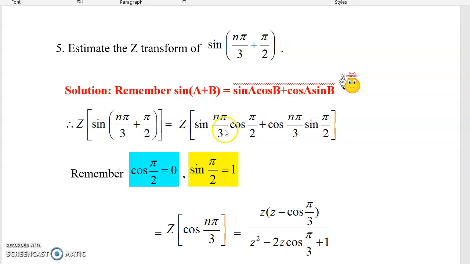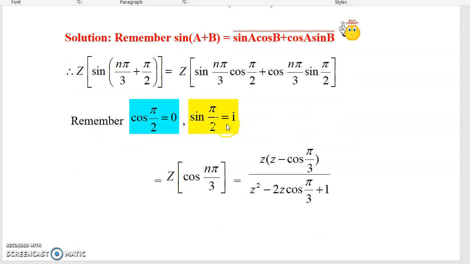And now let us substitute: cos pi by 2 is 0, and sin pi by 2 is 1. So these two are values we can substitute. When we substitute these two basic values, here you will have z transform of cosine n pi by 3, because this term will become 0 and this sin pi by 2 is 1. So only you have this term. So z transform of cos n pi by 3.